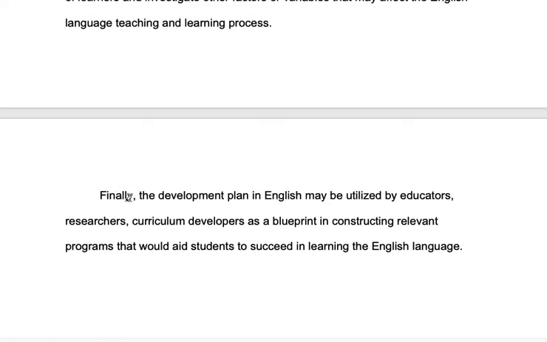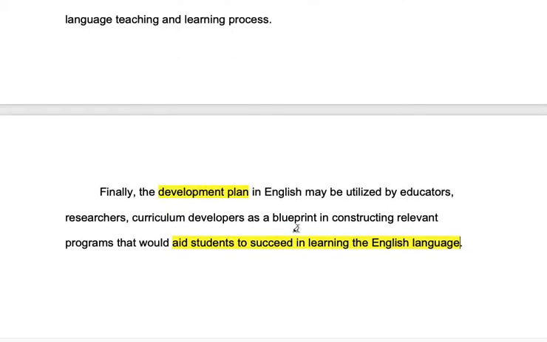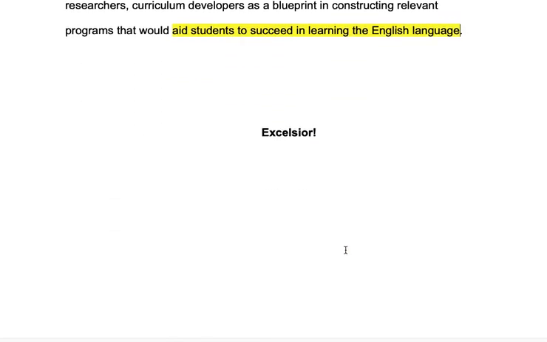Most important thing is your study must direct into something. Look at this one. This study in particular will develop a development plan for the students to succeed in English language learning. So, a development plan to aid students to succeed in English language learning. Right, so that's it for conclusions and recommendations.